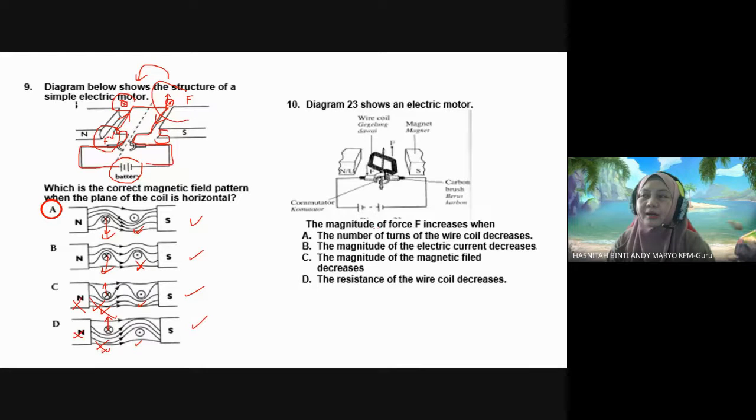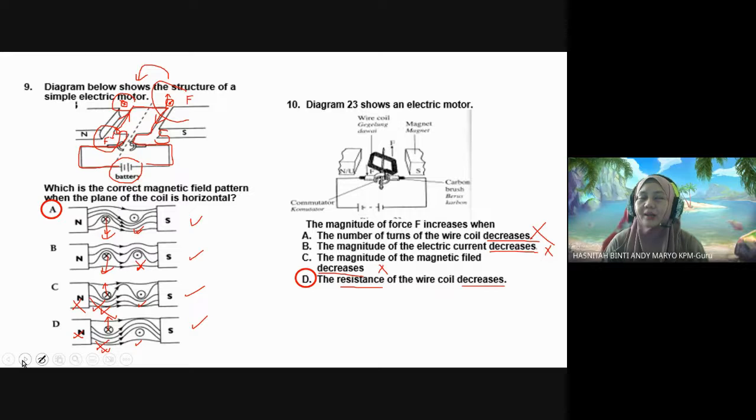So which magnitude of force? Magnitude of force F increases when? Is A correct? Number of turns of the coil wire decreases, correct or not? This one is wrong because decreases. It should be increases. Magnitude of the electric current decreases. It should be increases. So this one wrong. Magnitude of the magnetic field decreases. This one also wrong. Should be increases. So the resistance of the coil decreases. Yes, resistance decreases means current increases. So when current increases, speed of rotation is higher, as we discussed earlier in the previous slide. So answer for this one is D.